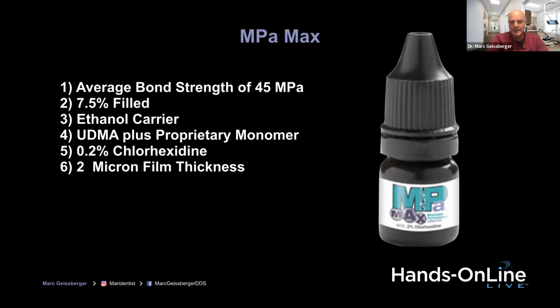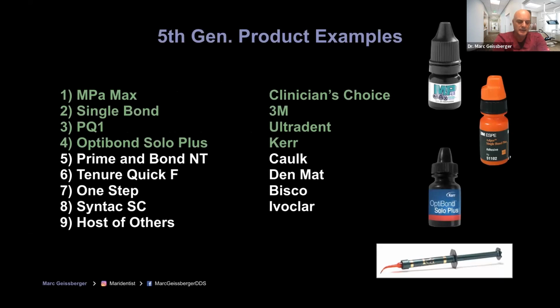And the second, and very important, is that when we air thin this material, it air thins down to 2 microns. Now, why 2 microns? Well, the thinner you can get your adhesive layer, the higher your overall bond strength. So this material has a lot of benefits.